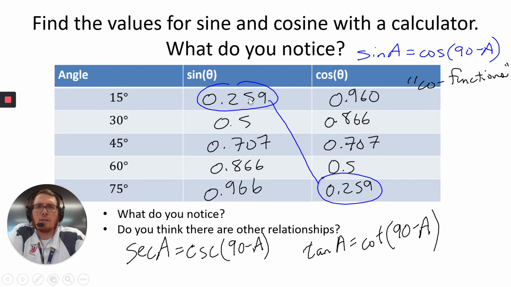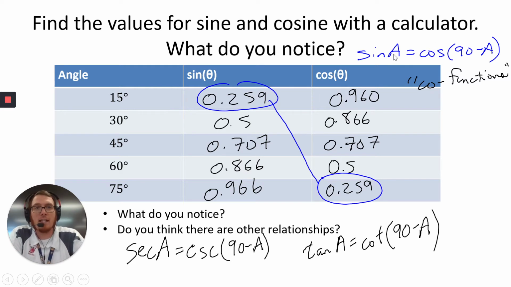What you should notice here is the one I circled here is sine of 15 is the same as cosine of 75. And 15 and 75 add up to 90, which means they're complementary. That's how sine and cosine get their names. They're co-functions, okay, sine, cosine. I wish it was like sine's reciprocal was cosine, but it's not. It's designed on the idea that sine of one angle is cosine of its complementary angle.